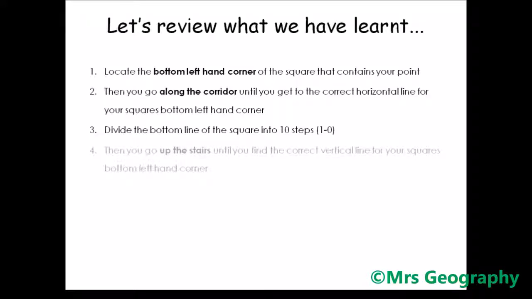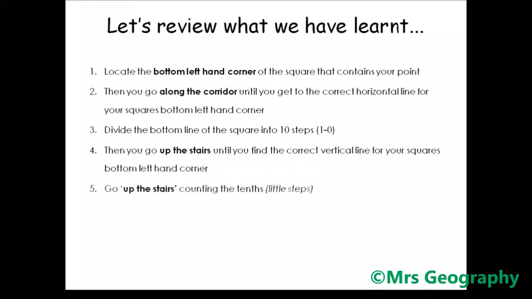Then you need to go up the stairs until you find the correct vertical line for your square's bottom left-hand corner again. From the bottom left-hand corner then, you then need to go up the stairs in 10 little steps. So you need to divide the line again into 10. Remember to divide it maybe in half so you know it's going to be above or below 5, and find the point that it is closest to in those little steps.